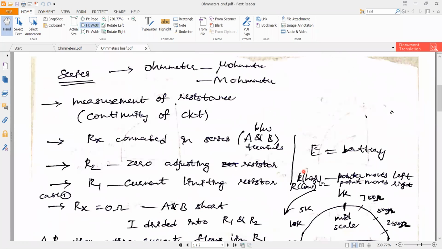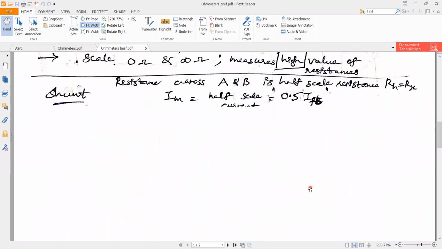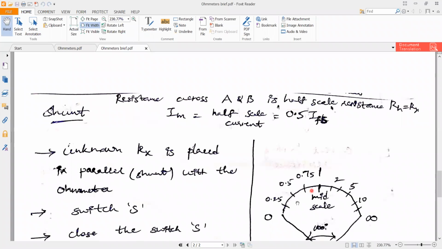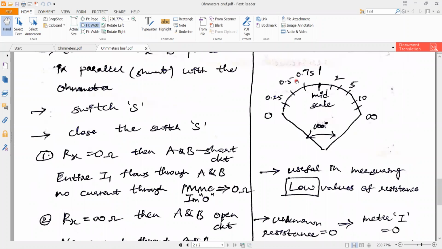We take the low value like this. This maximum value is infinity. In series type the maximum value is this one and this is the 0 value. Okay. Here also we can construct the scaling like this in the series type of ohm meter. This is from 0 to infinity. Okay. It is from 0.25 to a maximum of 100 or 1000. You may come across it like this.